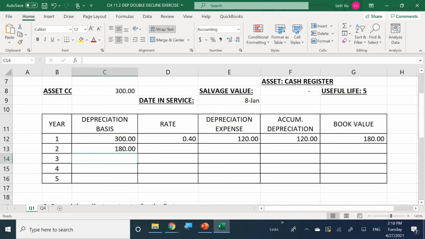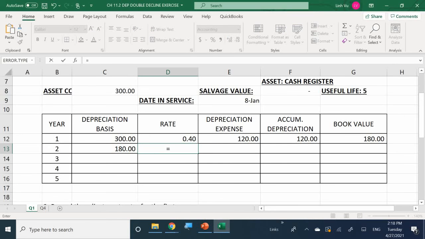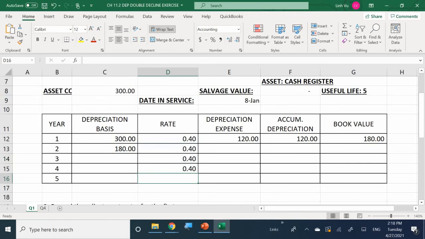So then, what's going to be my depreciation rate for the second year? It's still going to be 40%. If you guys remember, this is going to be constant. It's the only number that's going to be consistent throughout this entire formula. The only difference is going to be your depreciation basis, your depreciation expense, and book value. So then, what is going to be my depreciation expense for the second year? 72.